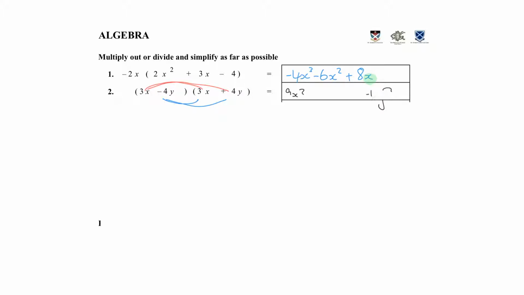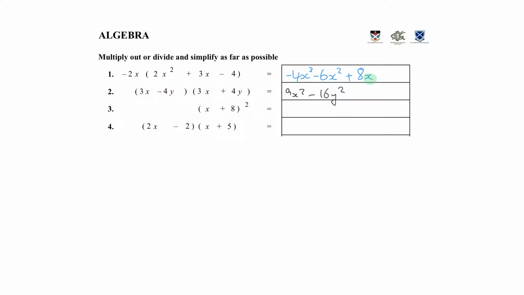I've written that terribly, so let's rub that out and write it a little bit nicer. Minus 16y squared. And you may pick up that that's a difference of 2 squares, so you can go straight to that if you can.